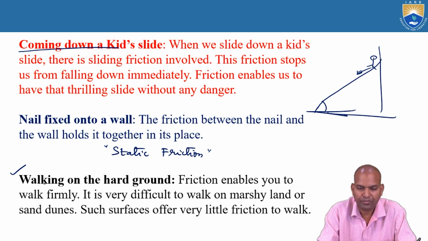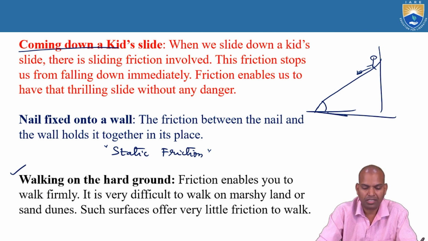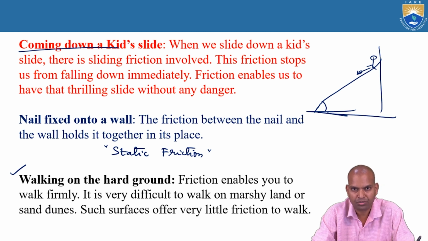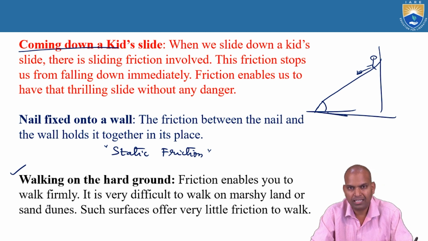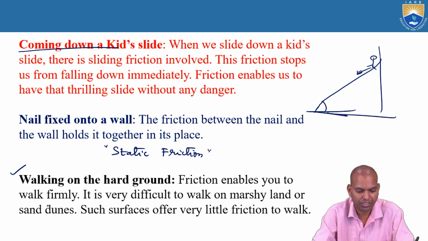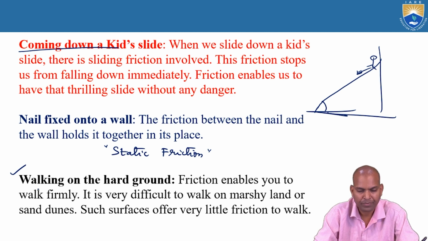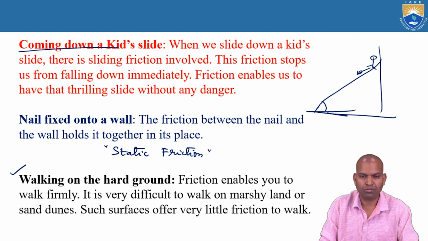And one more thing, it is very difficult to walk on marshy land or sand dunes. Such surfaces offer very little friction. Marshy land is such that sliding takes place with very low friction, so it is very difficult to walk. And one more thing, very hard ground is also dangerous, as the friction hits back at the toe of the legs. So the coefficient of friction is high on rough surfaces. It is low on smooth surfaces. If it is completely smooth, like an oily surface, the coefficient of friction tends to 0.